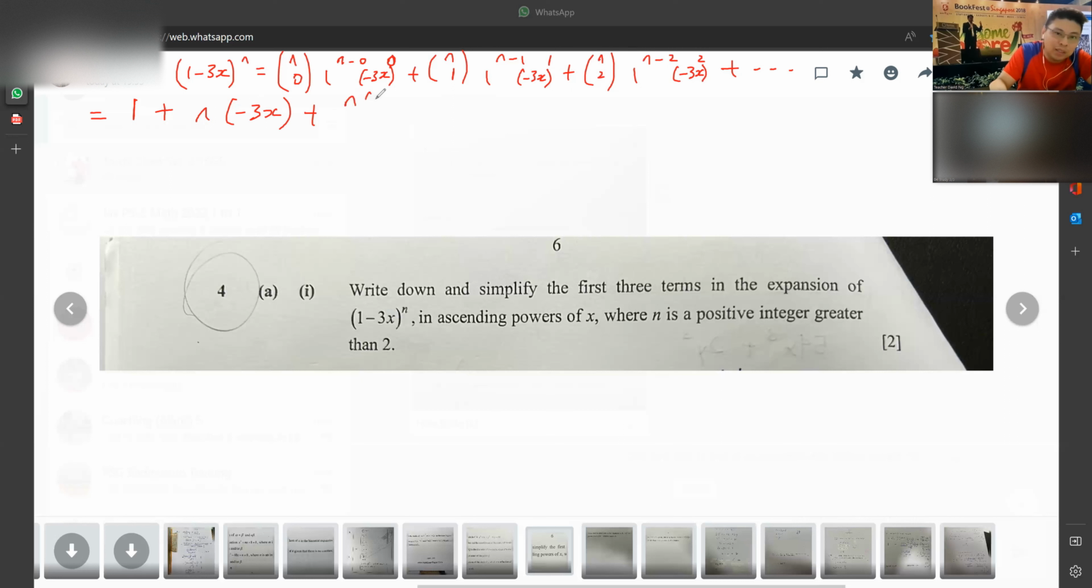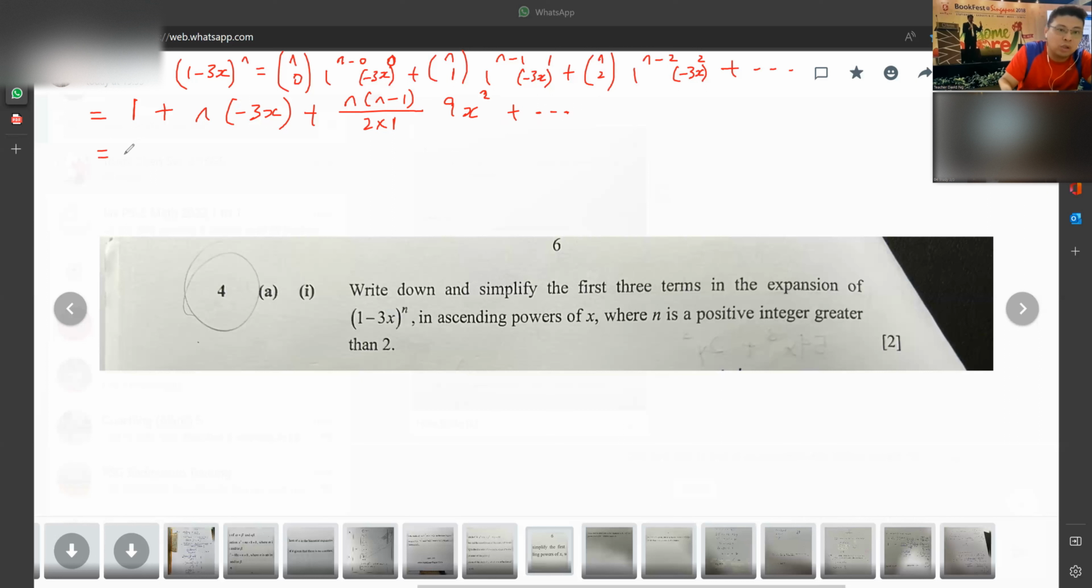N2, you need to remember, right? It's like that. Okay, this is N2. Can remember? You don't remember, right? 1 power anything is 1. So negative 3x squared would be 9x squared. Well, negative I square is positive. Remember to put a dot, dot, dot.